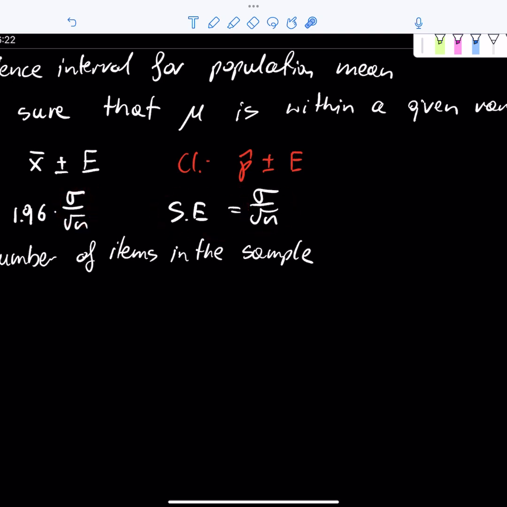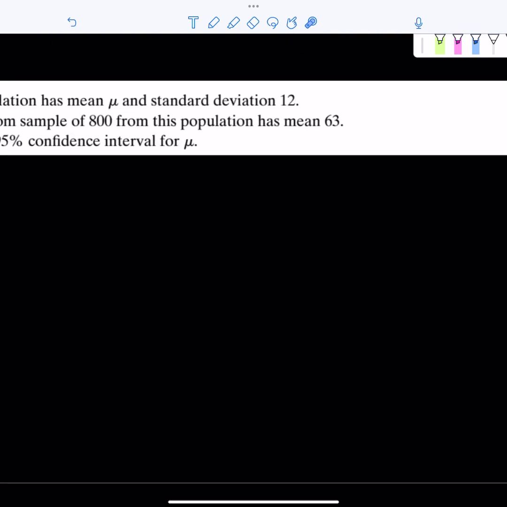Cool. So how does that apply in an example? We know that a population has a mean given by mu and a standard deviation of 12. A random sample of 800 from this population has a mean of 63. We have to find the 95% confidence interval for the population mean. So I'm going to write down that the sample mean is equal to 63, the standard deviation is equal to 12, and n equals 800.